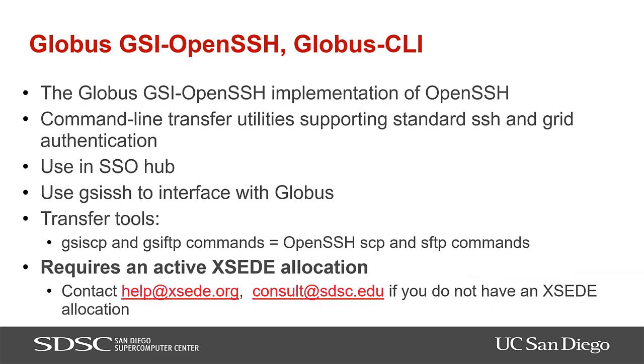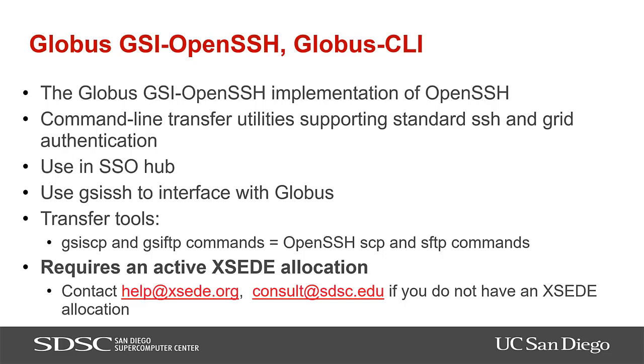The next 3 tools I'm going to talk about rely on the Globus toolkit. The Globus toolkit is a collection of clients and middleware that is designed specifically for enabling technology for grid computing. So essentially it allows secure communication between grid users that cross organizational boundaries. It's a command line tool that supports the standard SSH and grid. So you can use this in the single sign-on hub, but that's what it's using. It uses GSI SSH to interface with Globus.